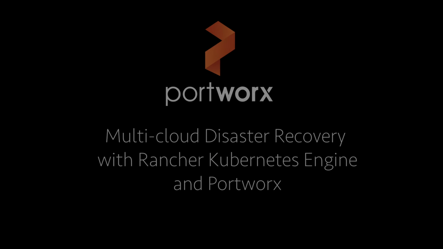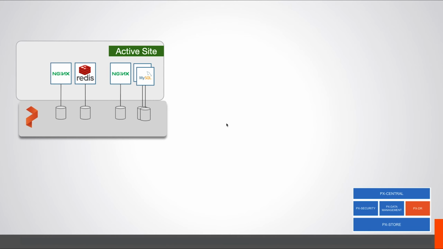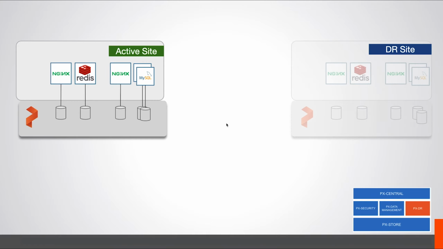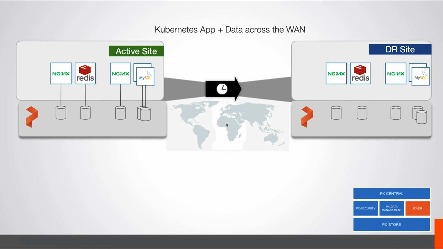Hello and welcome to this demo of multi-cloud disaster recovery with Rancher Kubernetes Engine and Portworx. What we'll be showing today is two separate Rancher clusters in two different regions. One will be deployed as our active site. This Rancher cluster will have a Portworx cluster deployed to it to serve stateful applications. We will also have a DR site in a totally separate region, and Portworx will also be installed here to act as our disaster recovery.